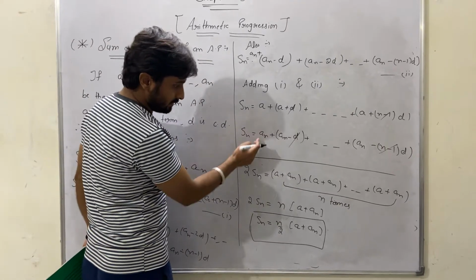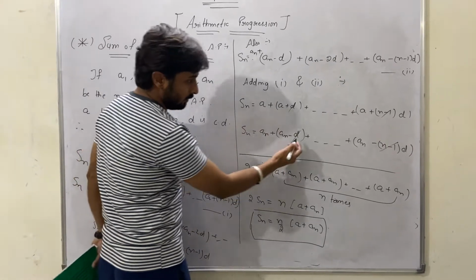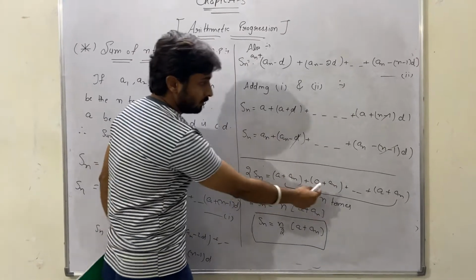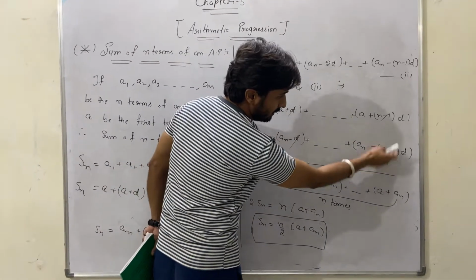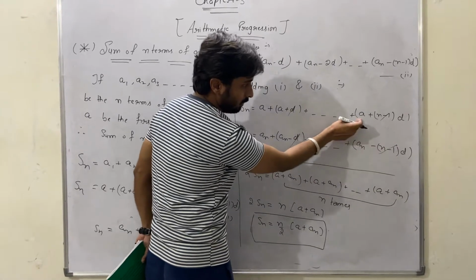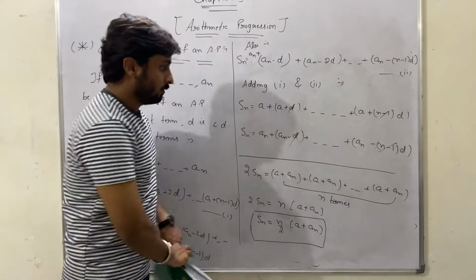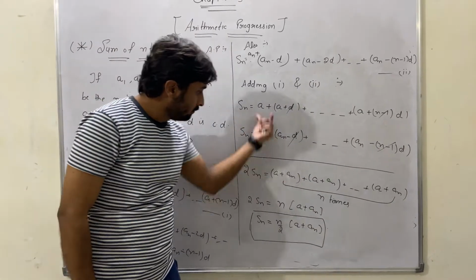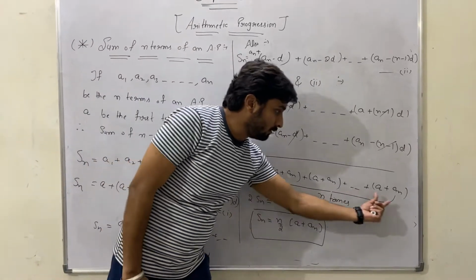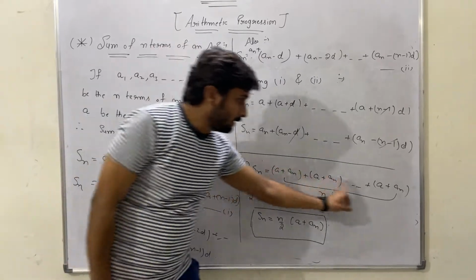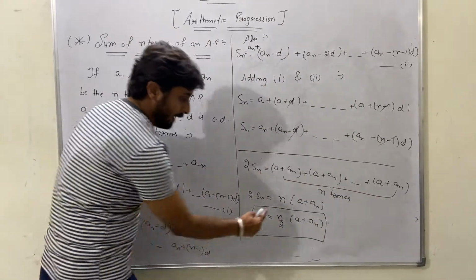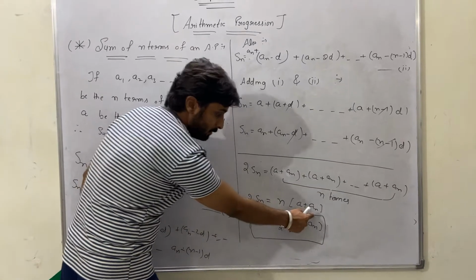Now a plus an, right? Minus d and plus d will cancel out. This will be a plus an. Similarly, this will also cancel out. This will also be a plus an. So all the d terms will cancel out. We'll get a plus an, a plus an, a plus an. These are n terms, the same term, so this will be n times (a plus an), right?